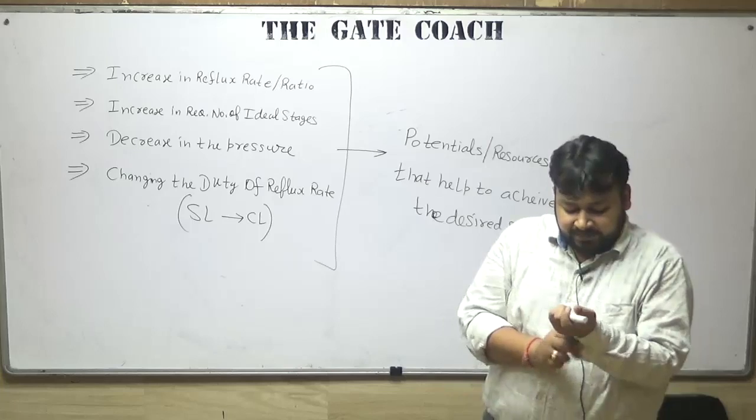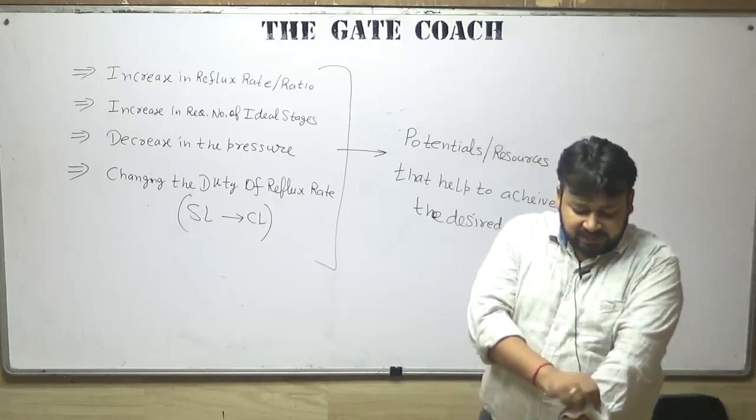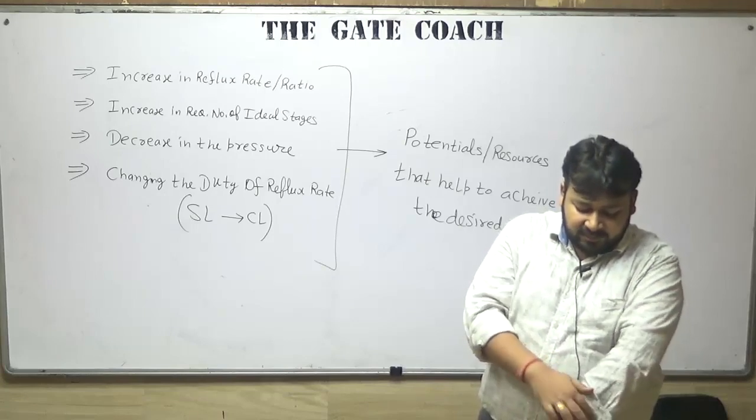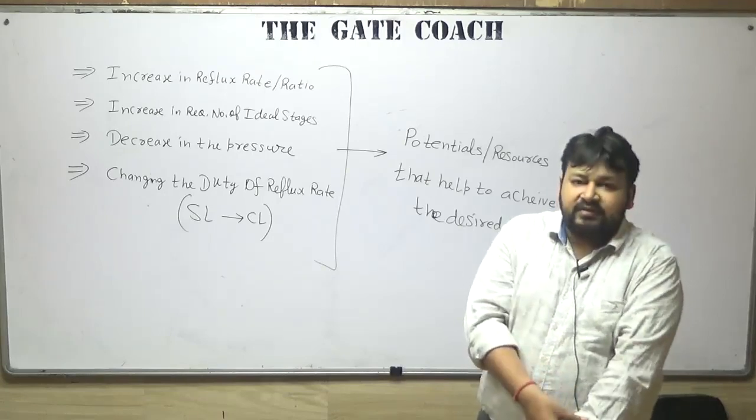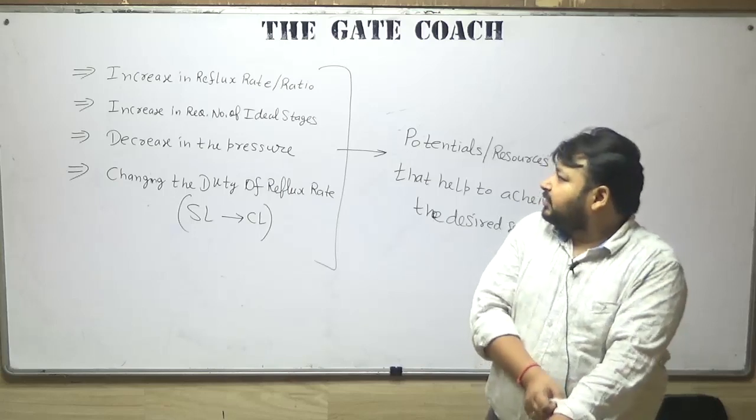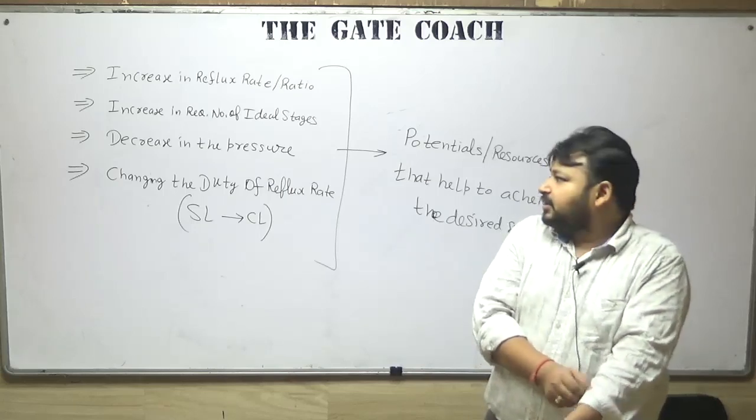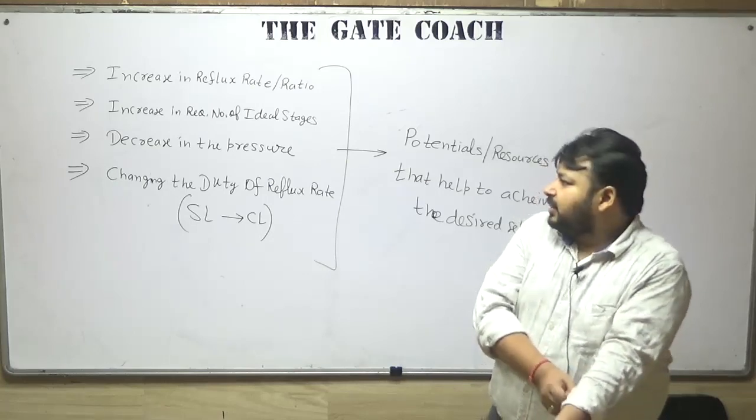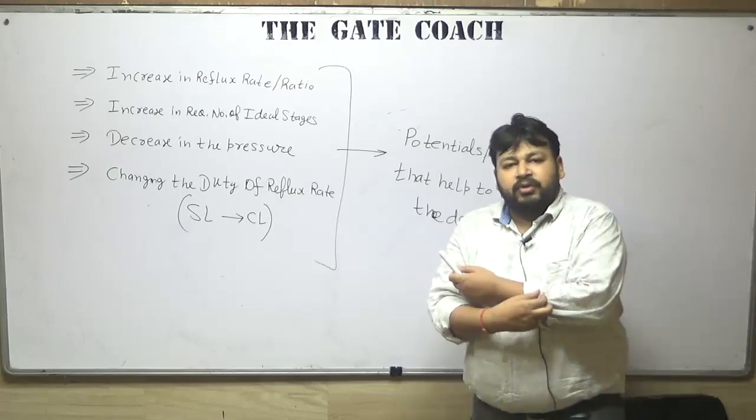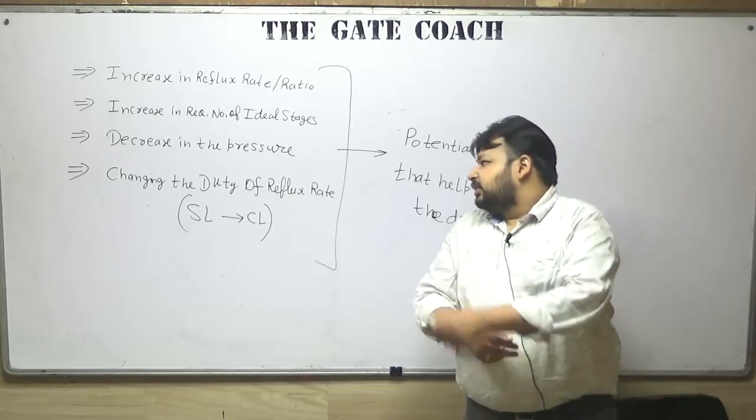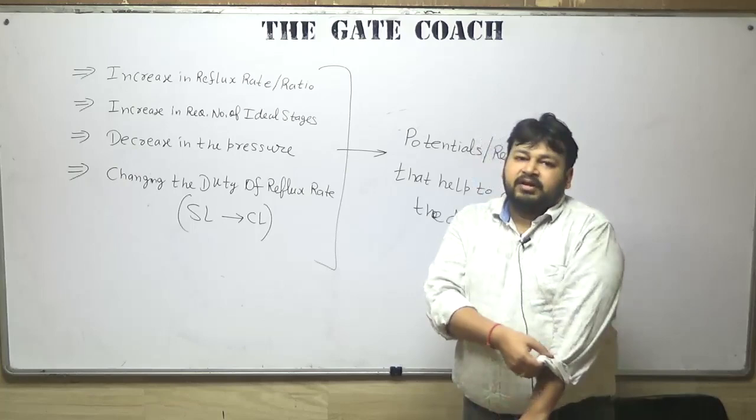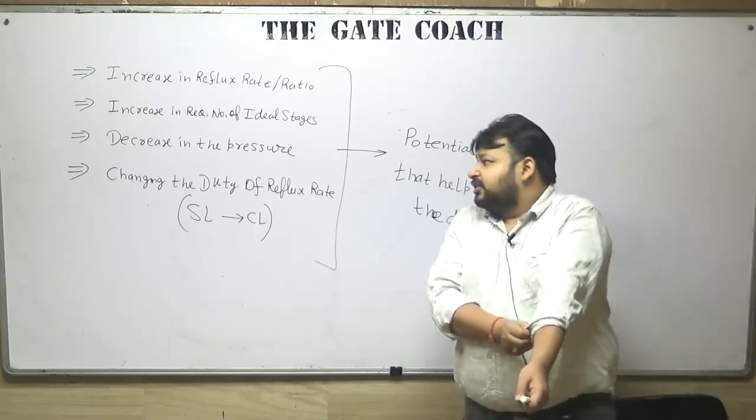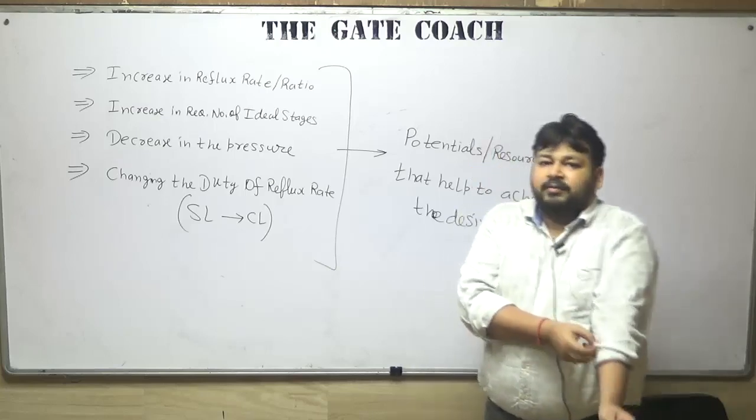Yaar itna yaad rakhna hai ki ye jo char cheeze hai, ye charo ki charo cheeze potential ki tarah kaam karti hai. Increase in any one of them, or change in any one of them, changes the separation. So increase in the reflux rate increases the separation. Increases the required number of ideal stages, increases the separation. Decrease in the pressure also increases the separation. And changing the duty of the reflux rate also increases the separation. So by doing any one of these four things, we can increase the separation.